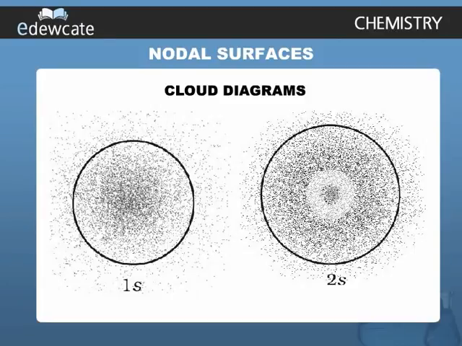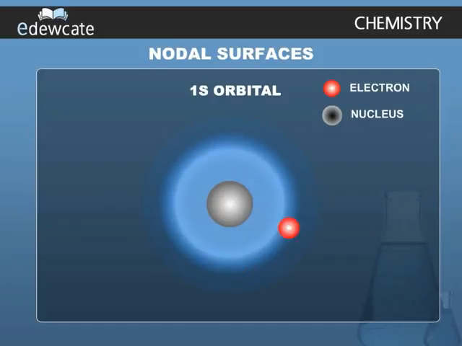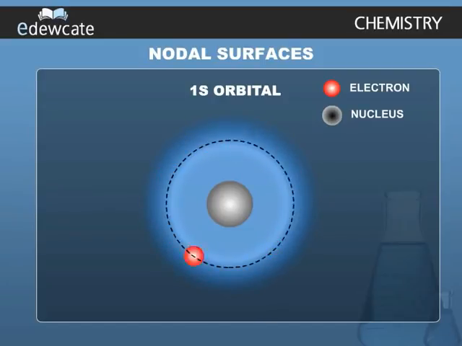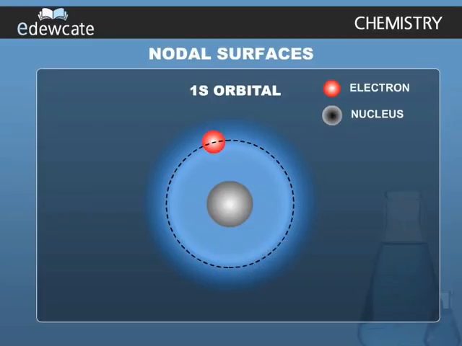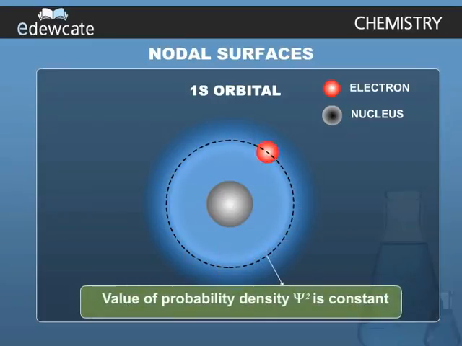These probability density variations can be visualized in terms of charge cloud diagrams. In these diagrams, the density of the dots in a region represents electron probability density in that region. Boundary surface diagrams of constant probability density for different orbitals give a fairly good representation of the shapes of the orbitals. In this representation, a boundary surface or contour surface is drawn in space for an orbital on which the value of the probability density psi square is constant.